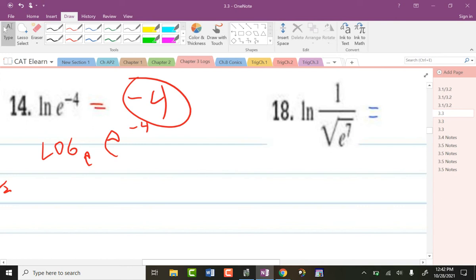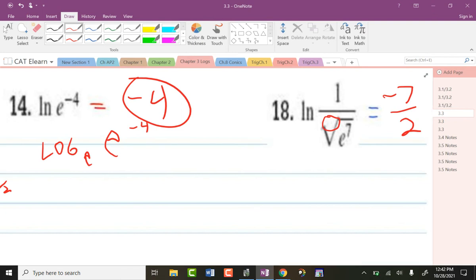7. I'm still listening. 7 what? -7 over. Oh, what's the invisible index that's never written? 2. There you go. So that's putting it all together. This is where we should be able to get.